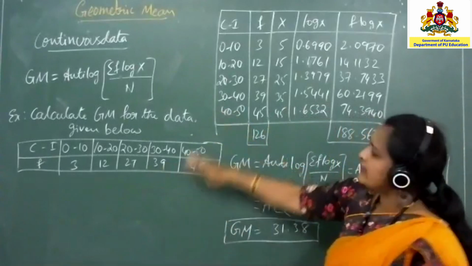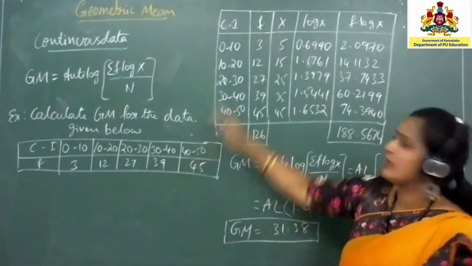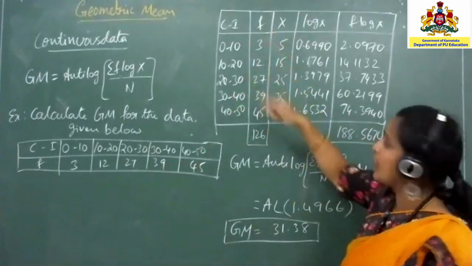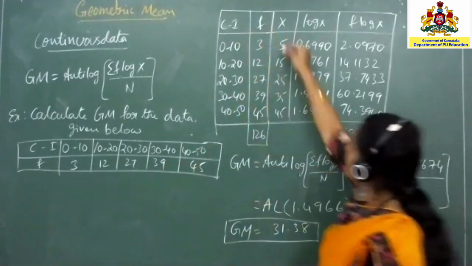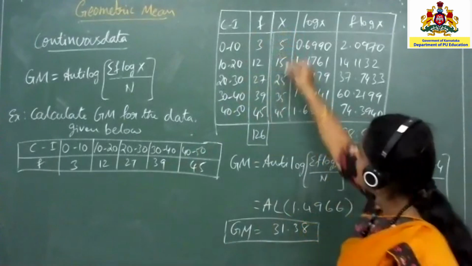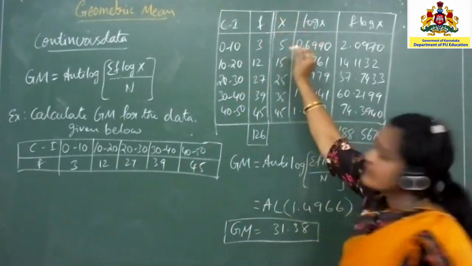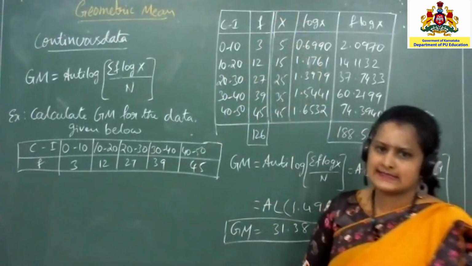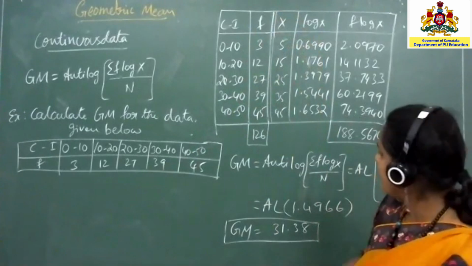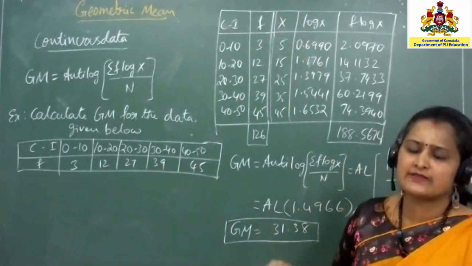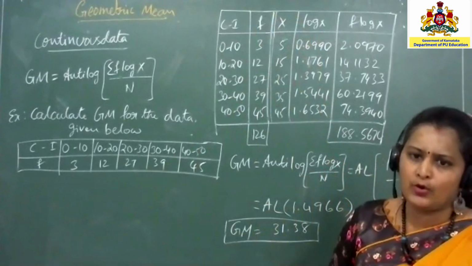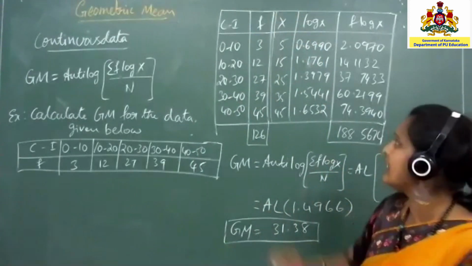So the data whatever is given, I have written column-wise: the class interval and the frequency. Till here is the data which is given for you. Now you need to find out x, because here we are having log x. So first you need to find out x. What is x? It is the mid value of the class interval.